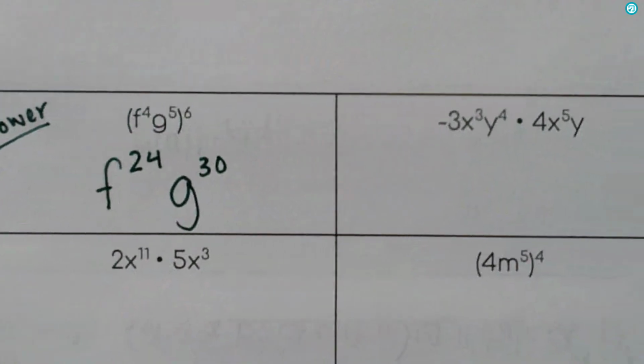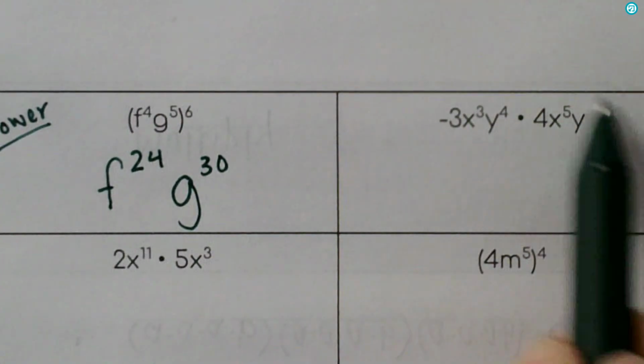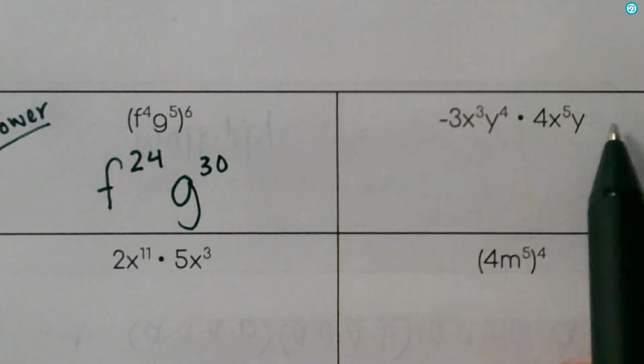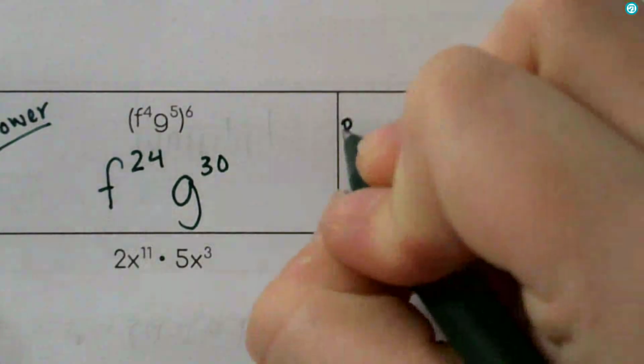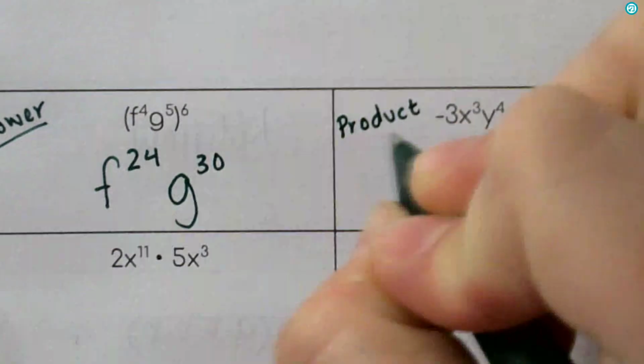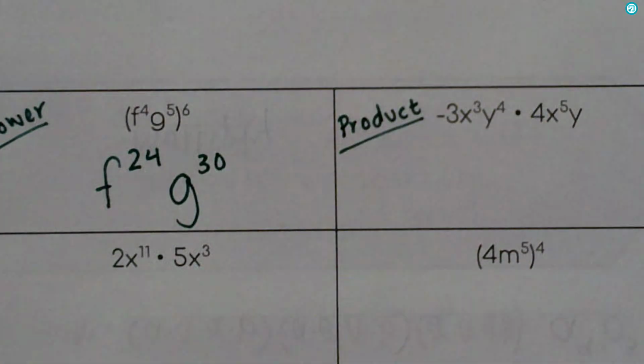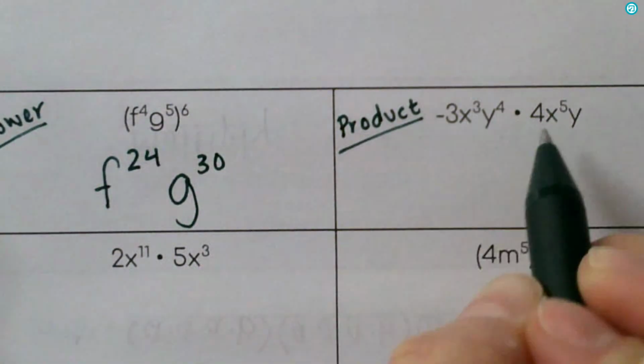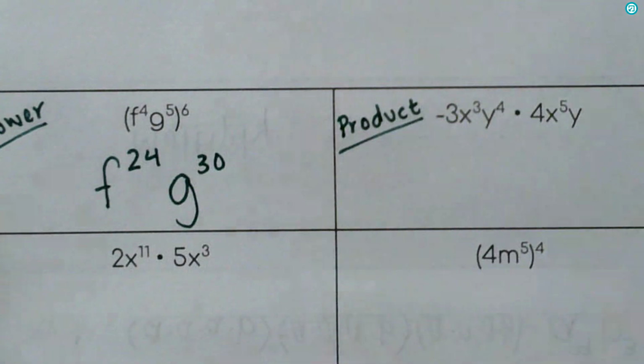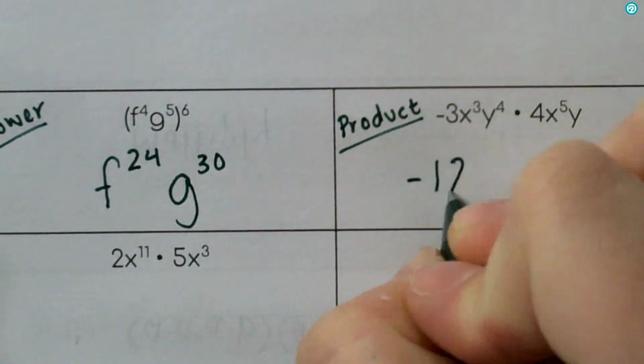Hey, next one, this is a product rule because I'm multiplying these two things together. So the numbers, I'm going to treat like normal numbers. I'm going to treat my -3 and my 4 like normal numbers. It's going to be -12.